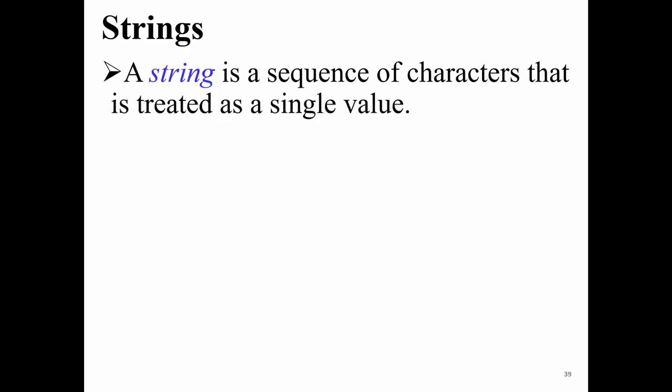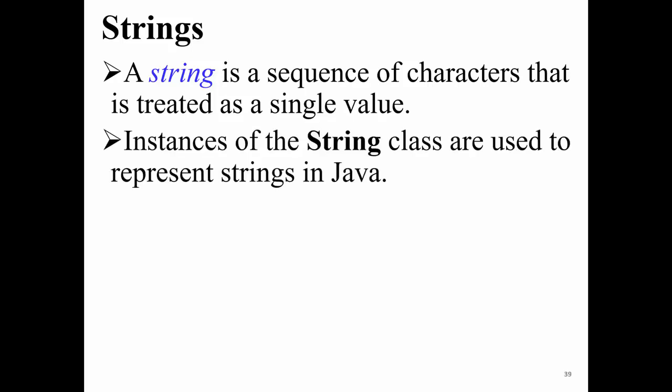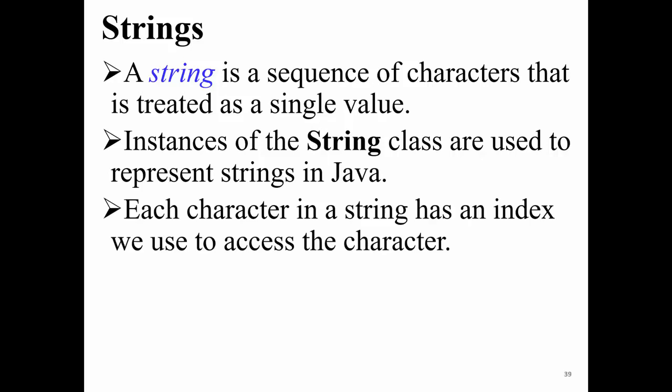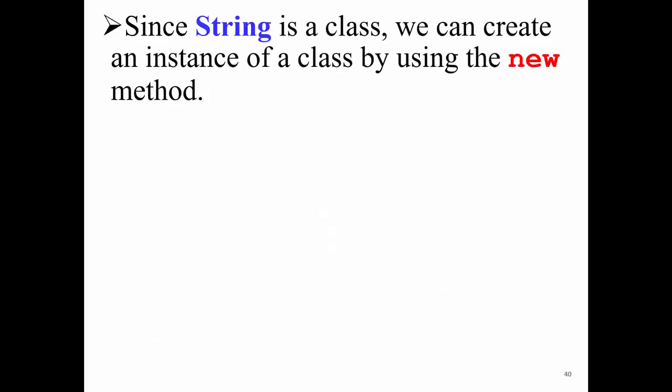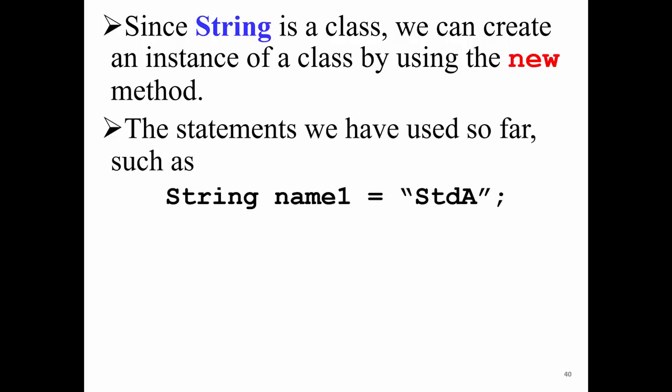Okay, any question about characters? Now we start strings. Again, this slide is more like a review. A string is a sequence of characters. We treat it as a single value. A string is not a primitive data type, it's an object data type. Now we have the concept of an array, so we can think about the characters inside the string as a character array. So we can access them by index. We can access the first character inside the string by giving 0, 1, up to string.length. Okay? Since the string is a class, we have to use the new keyword to define them.